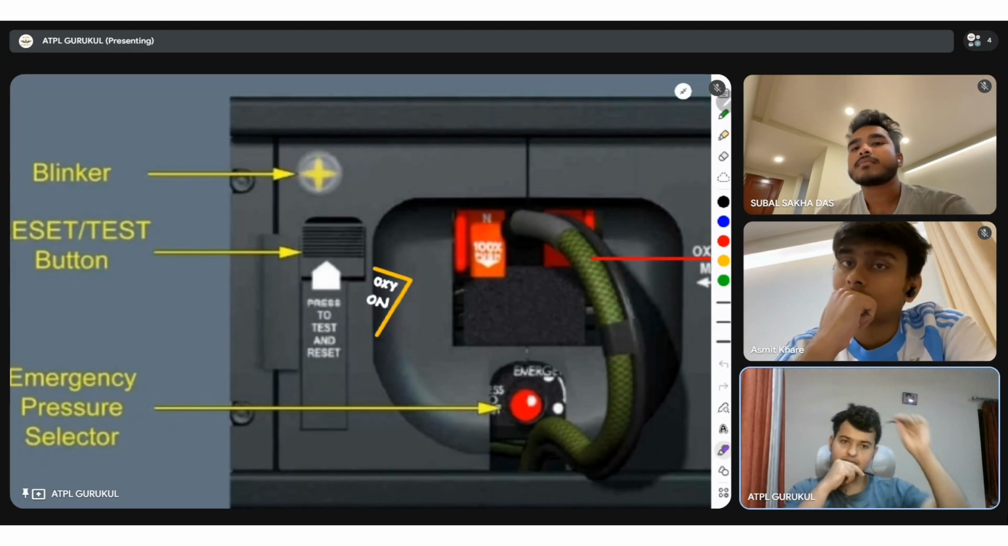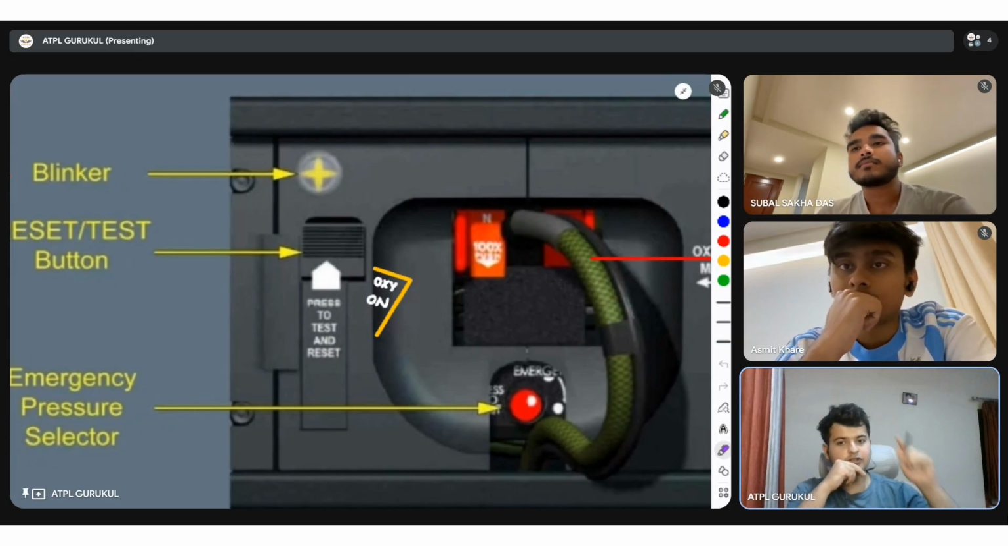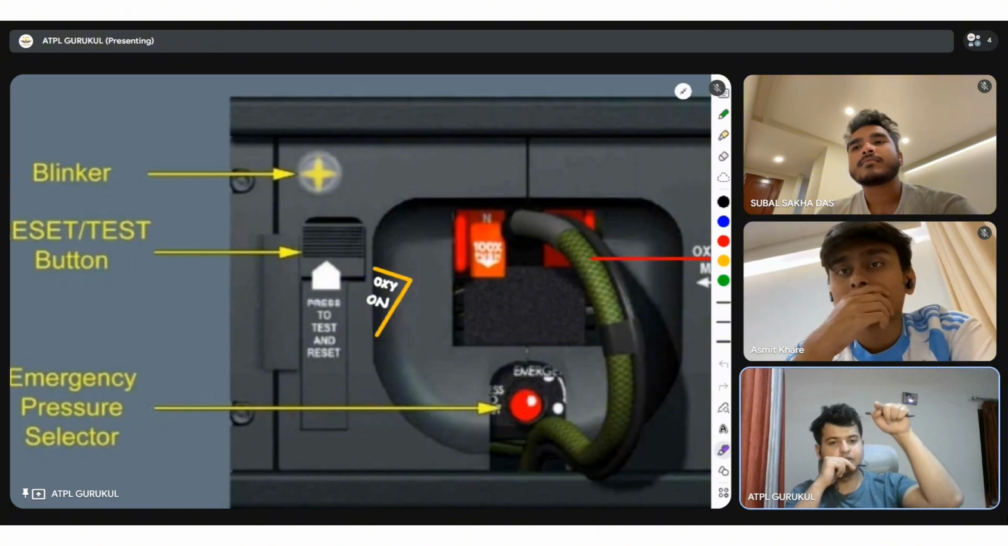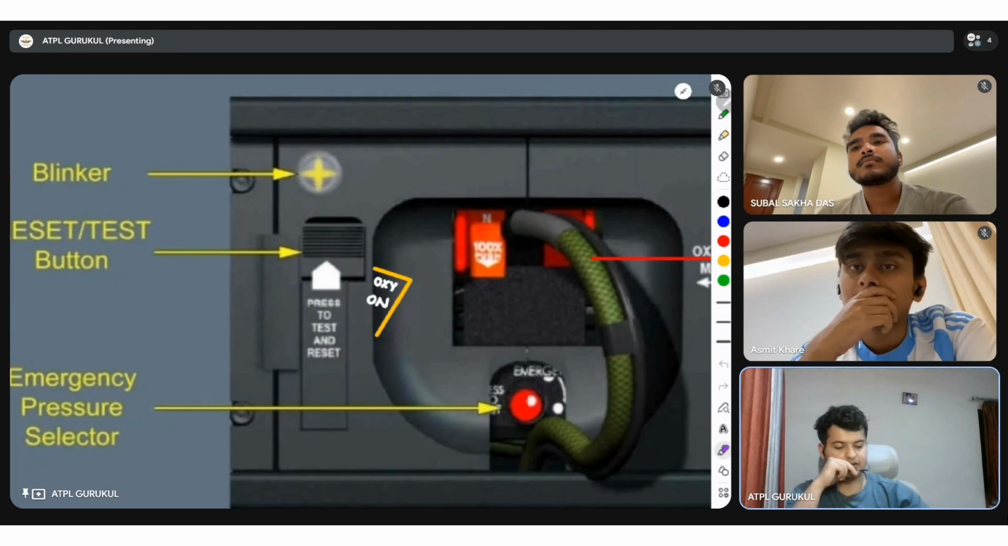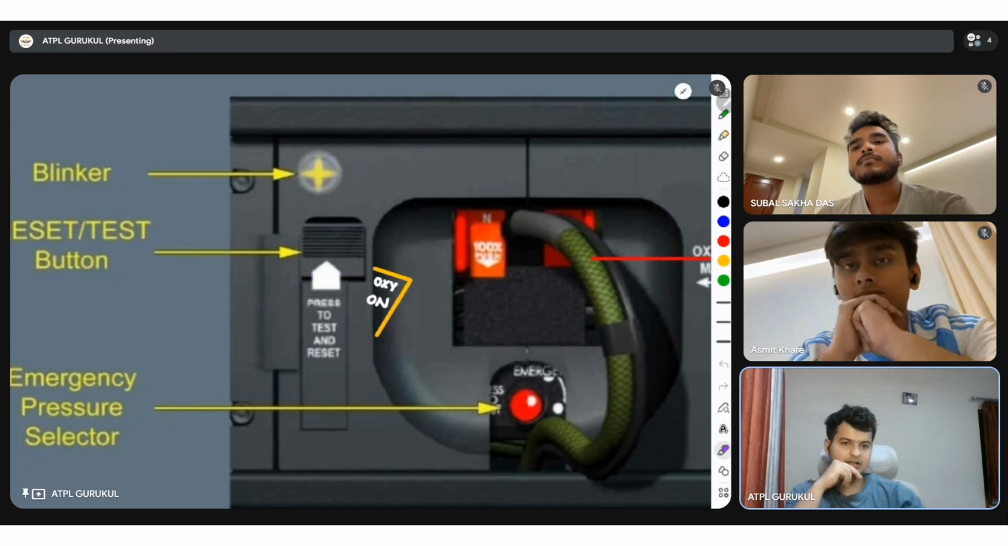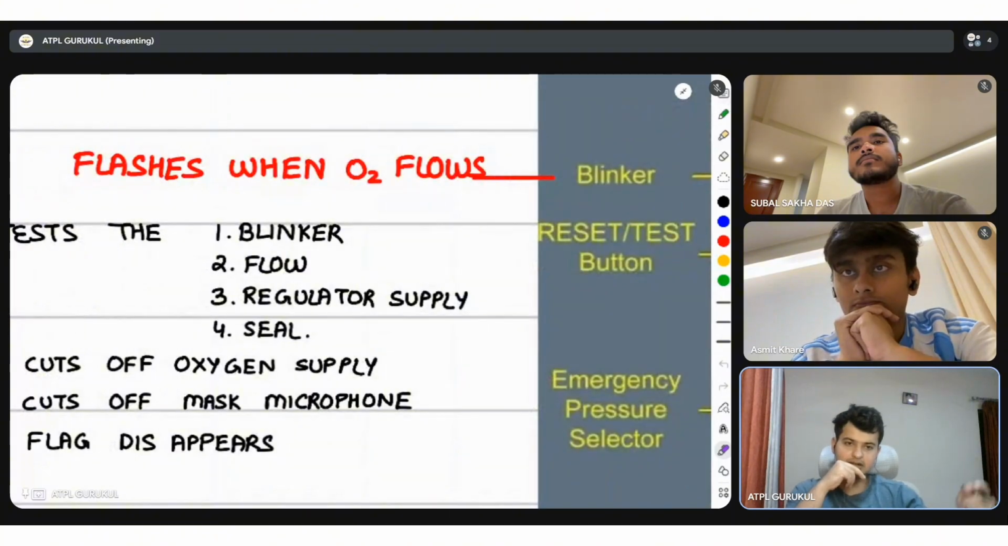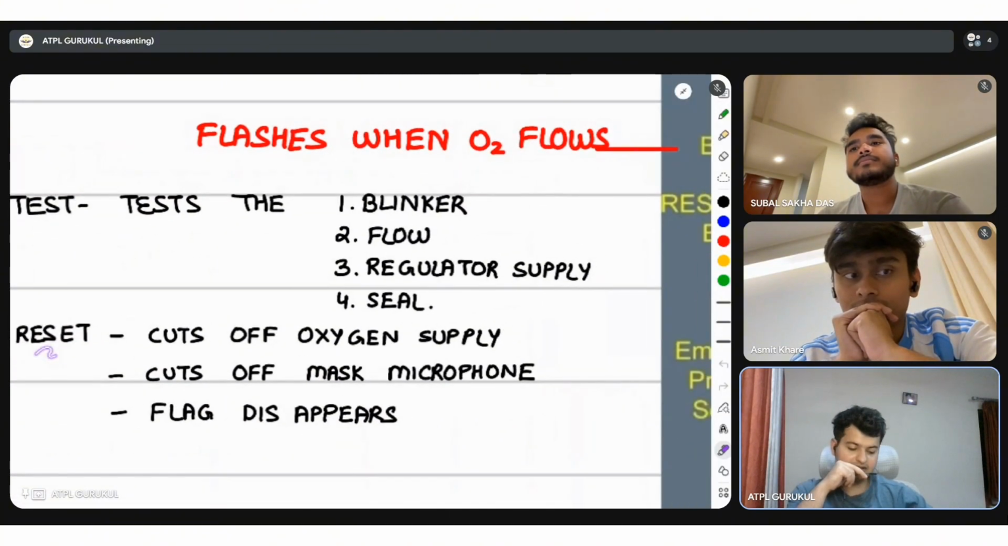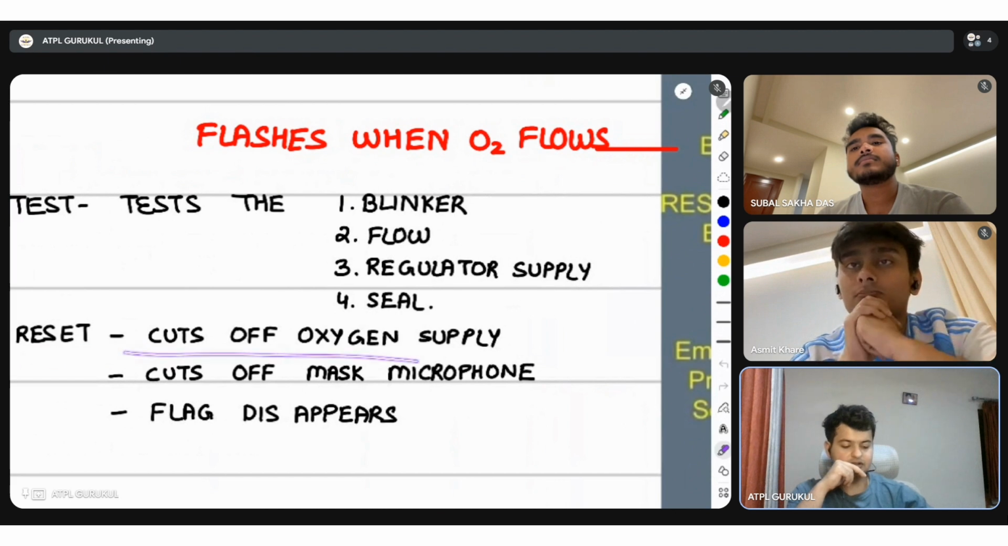Okay, when you have used it and you again store the mask, then you have to reset the system. So what you do is you press this particular thing, the press to reset button. It's a bifunctional button. It can be used for testing, it can also be used for resetting. When you reset it, it cuts off the oxygen supply. Point number one, biggest thing.